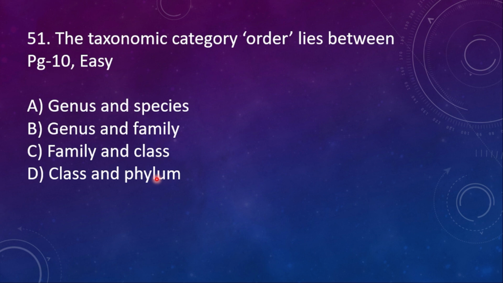If you want to remember a small trick, I can say: king play chess on fine grained sand. Just keep this statement in your mind so that you can remember kingdom, phylum, class, order, family, genus and species. Here he is asking, order lies between what? Order lies between class and family. So the option will be C.